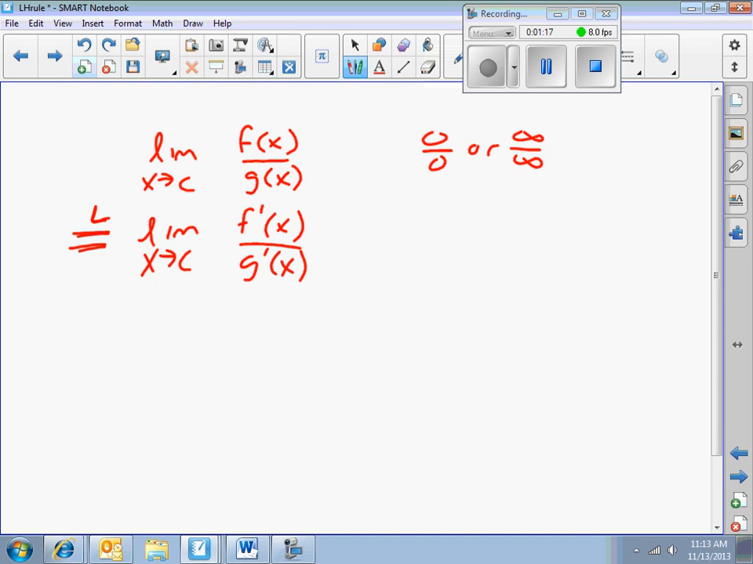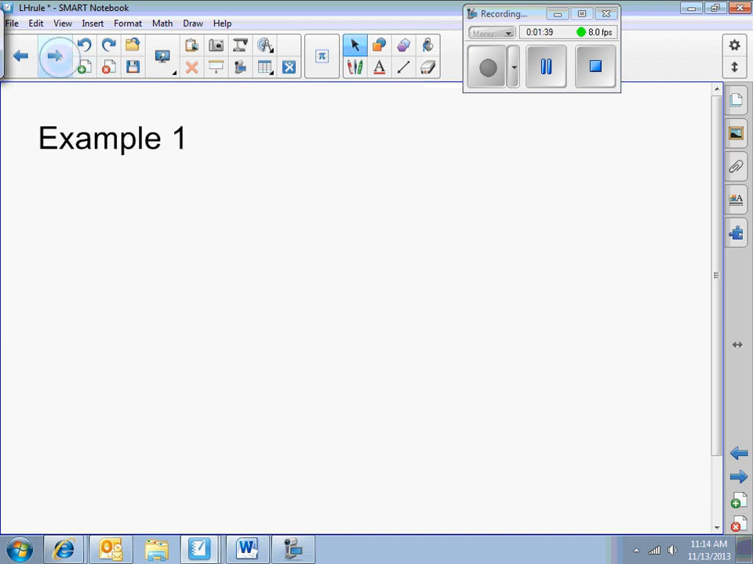Now, I'll caution you, don't try to do L'Hopital's rule unless it is indeterminate. If it is a regular limit that's not indeterminate, you're not going to get the right answer with L'Hopital's rule. So it has to be indeterminate. One more thing: there are some other forms that are indeterminate, but they can all be written as 0 over 0 or infinity over infinity. We're going to see them a little bit later in this lecture. Well, let's just jump in and look at some examples.